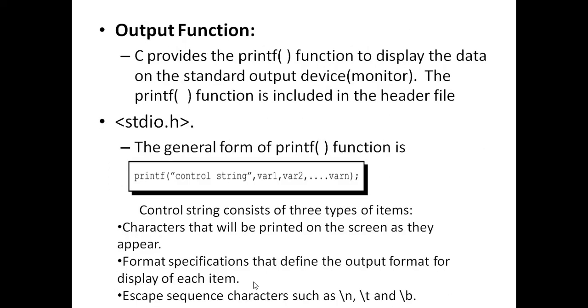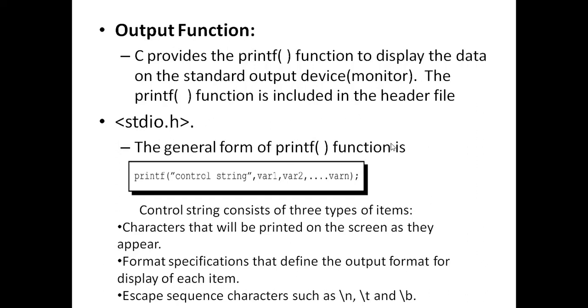And next we discuss the output function. The output function supports a printf function that is used to display data on the output device or output screen. The printf function is included in the header file stdio.h. Printf and scanf are both functions: printf is the output function and scanf is the input function. Both are included in the standard input output header file, stdio.h.